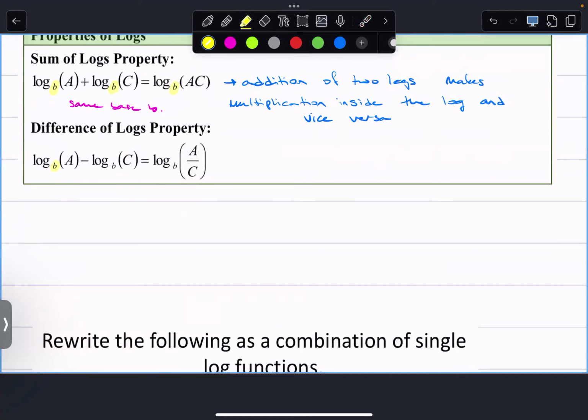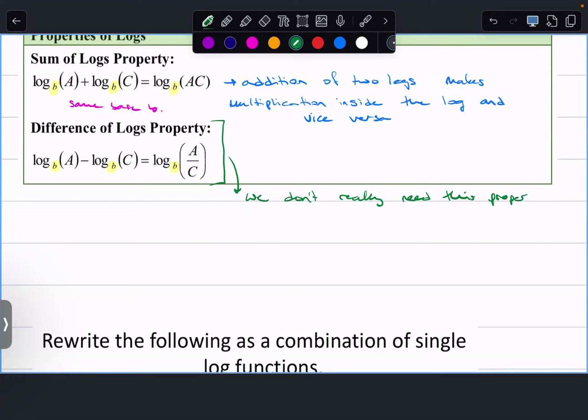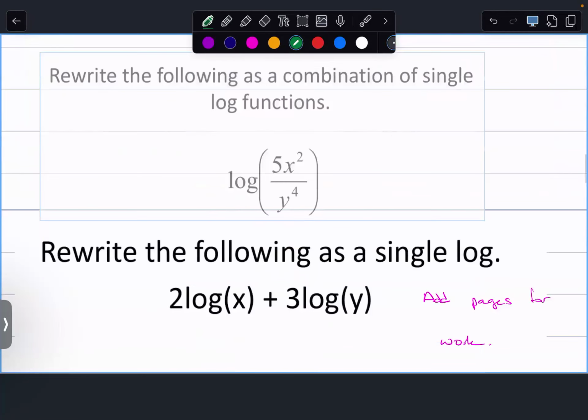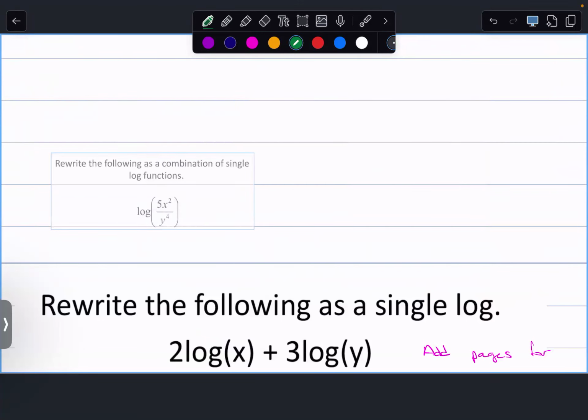First, notice that you have log base b, base b, base b. They're all the same base, right? We don't really need this property stated. I'll give it to you, of course, but we don't really need it. Let me zip this up here.